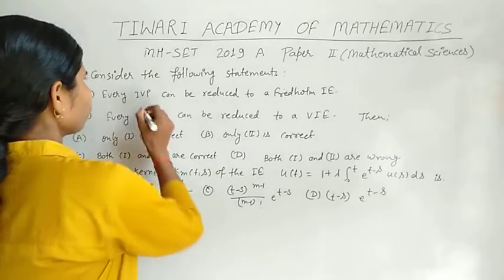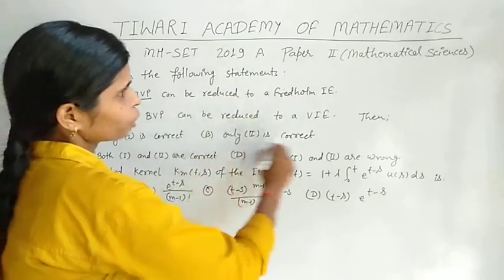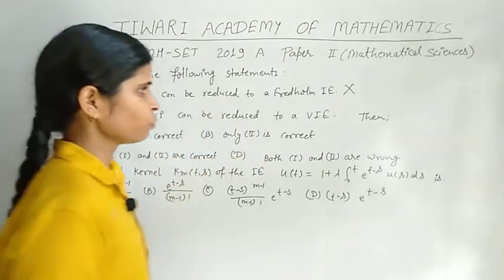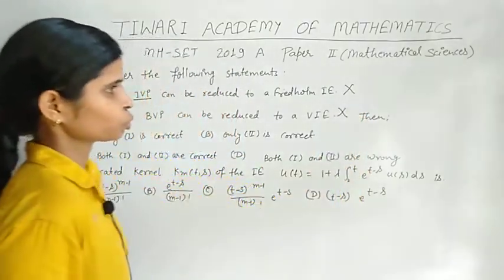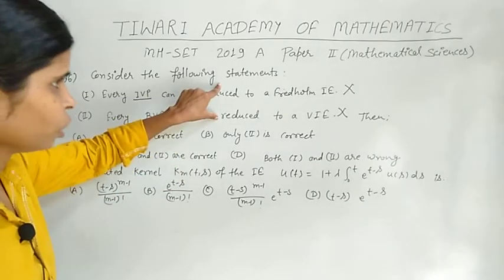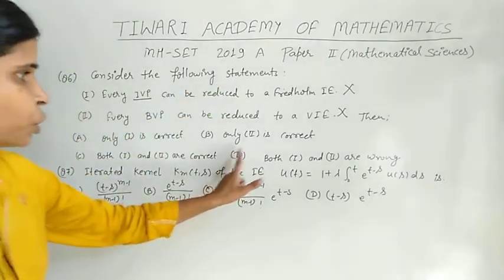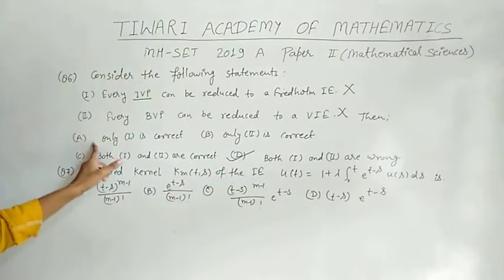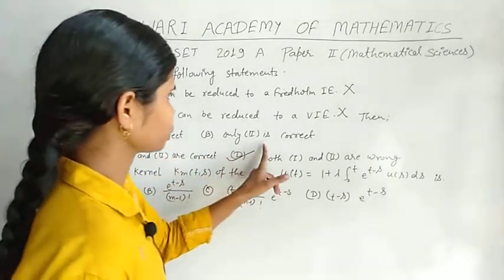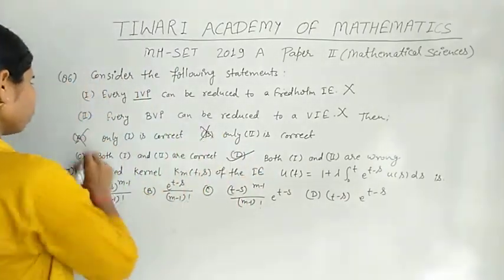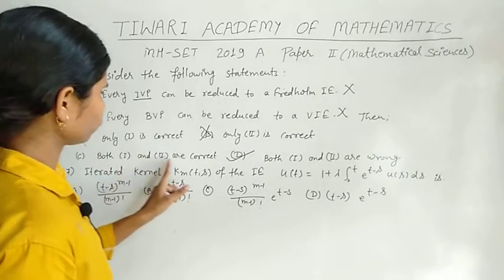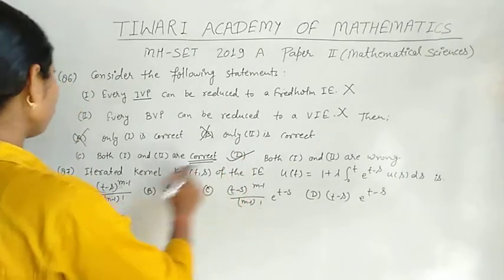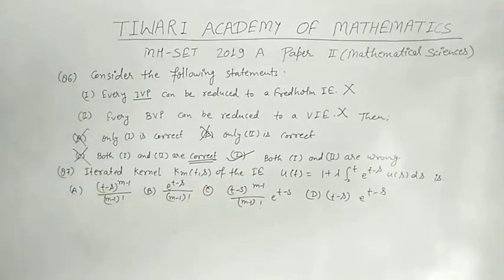Every initial value problem can be reduced to a Fredholm integral equation. Wrong. Every boundary value problem can be reduced to a Volterra integral equation. This statement is also wrong. Both statements are wrong. So option D is a true option. Both first and second are wrong statements. Option A says only first is correct, B says only second is correct, so first and second are wrong. And C says both first and second are correct. This is not correct. So D is a true option. C is also a wrong option.